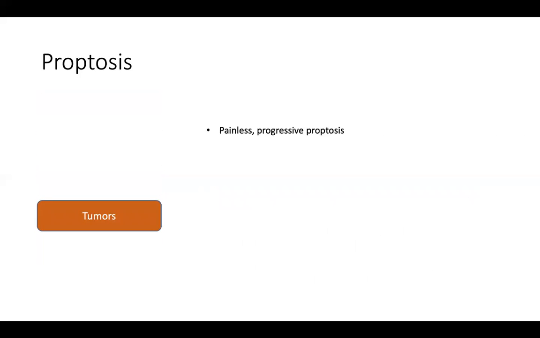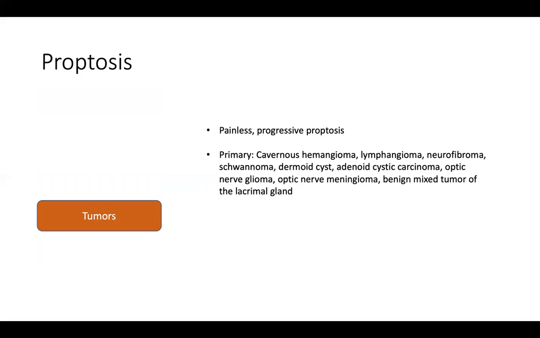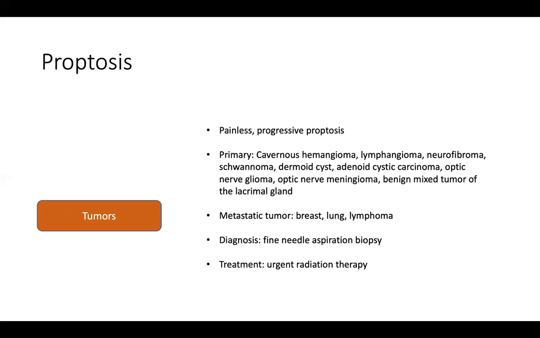Tumors of the orbit cause painless, progressive proptosis. The most common primary tumors are the following: Metastatic tumor to the orbit occurs frequently in breast carcinoma, lung carcinoma, and lymphoma. Diagnosis by fine needle aspiration followed by urgent radiation therapy sometimes can preserve vision.